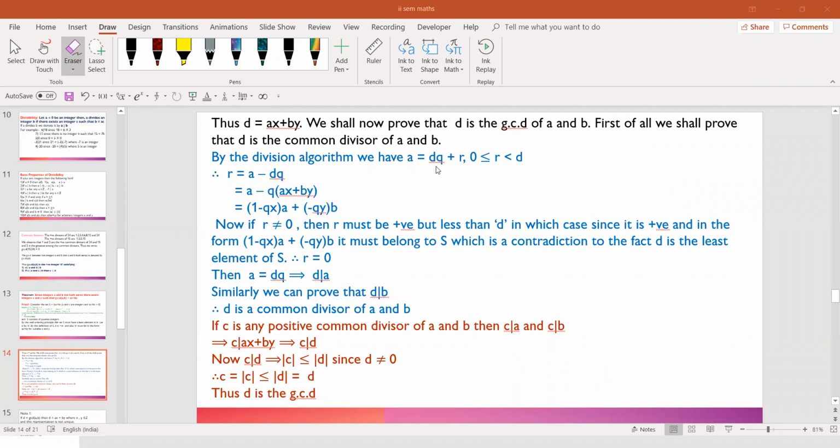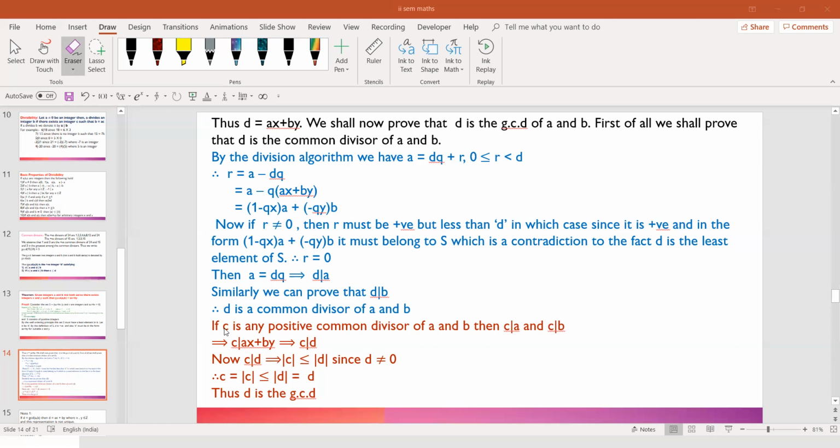Those who followed the explanation for showing D divides A, how do I show D also divides B? Same logic. By the same logic, instead of taking A and D, take B and D. Use the same logic, you will get D divides B. So D is a common divisor of A and B.